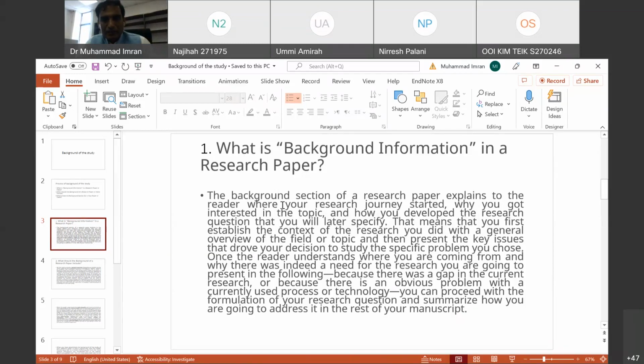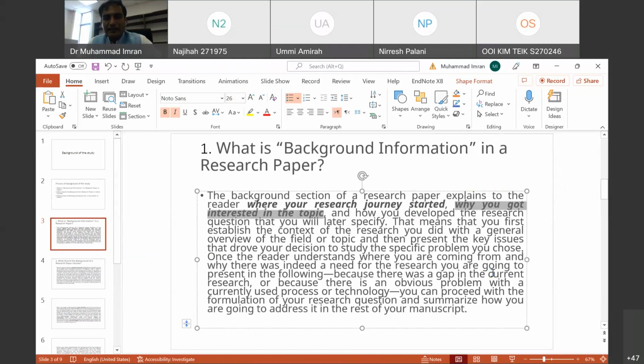Explain to the reader, number one, where your research journey started, and number two, why you got interested in the topic. Understand? And the other question is how you developed the research question that you will later specify or answer later. And this is the third question.